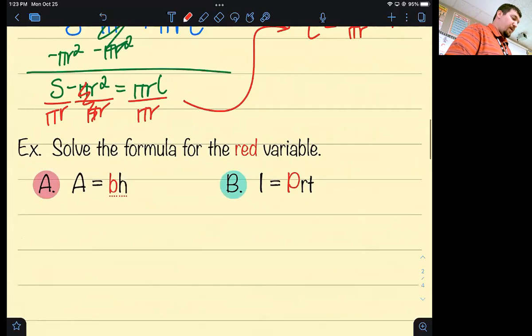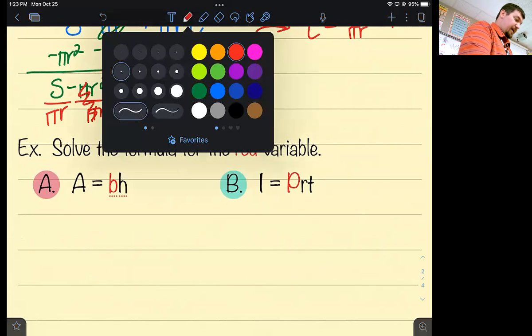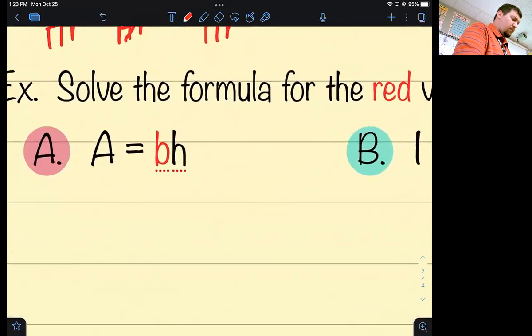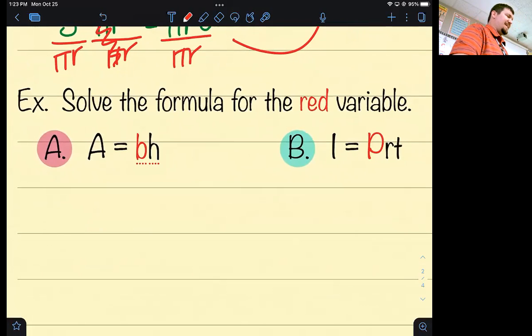Next up, solve for the red variable. My spell check tells me that BH isn't a word. Somehow PRT is though. So anyways, what formula is this, A equals BH? What is that, Deegan? Yeah, the area of a parallelogram or a rectangle or a square, but parallelogram incorporates all those things.